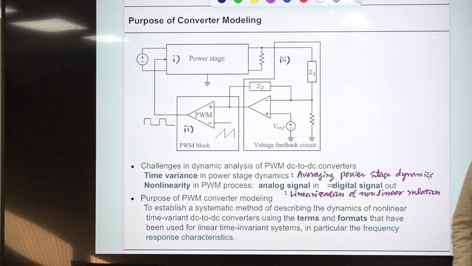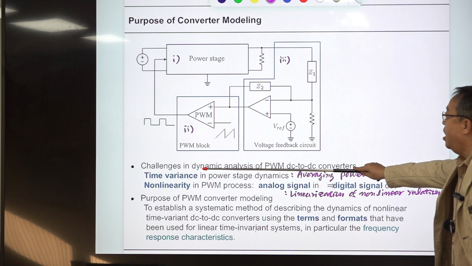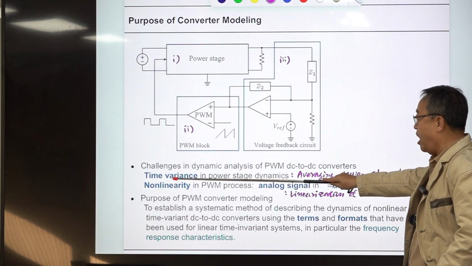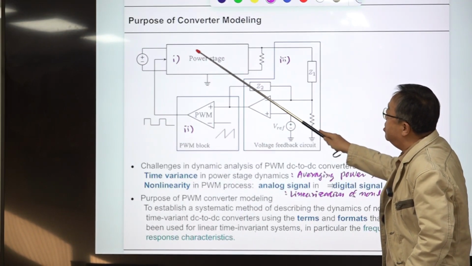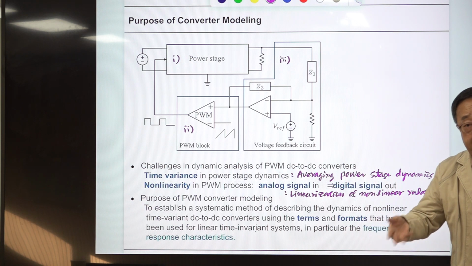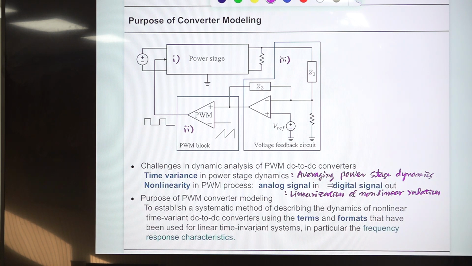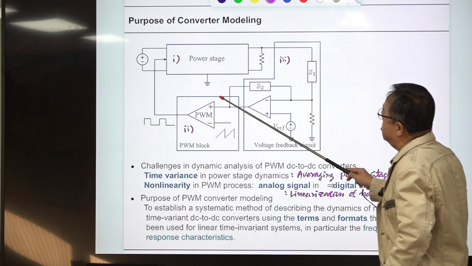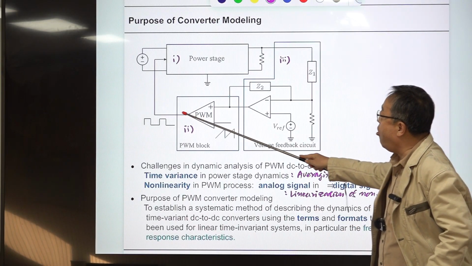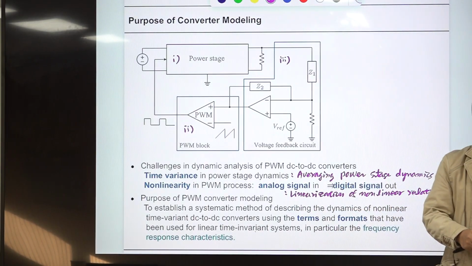This converter is known as a time-varying nonlinear system, which is difficult to analyze and even more difficult to set up the control design strategy. The two main challenges in the dynamic analysis and control of these PWM converters are: the first one is time variance in power stage dynamics. Because of the presence of the switches, the configuration of the power stage dynamics will be changed constantly in a periodic manner, so it can be considered a time-varying system. And this PWM block is the typical nonlinear process. The input of this PWM block is a continuous signal, and the output of this PWM block is a digital signal, the switch drive signal.